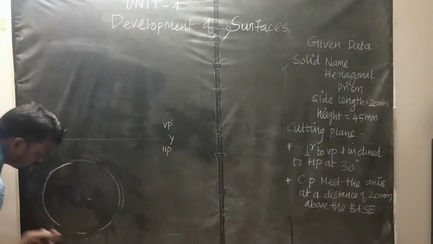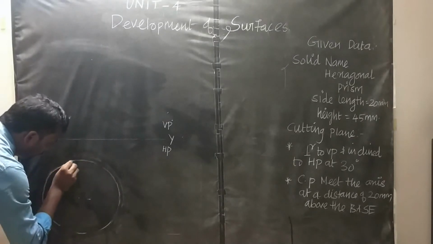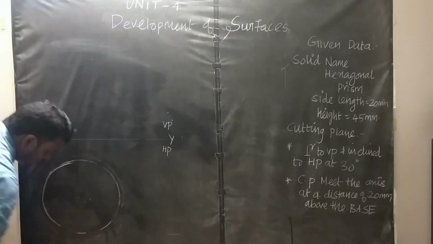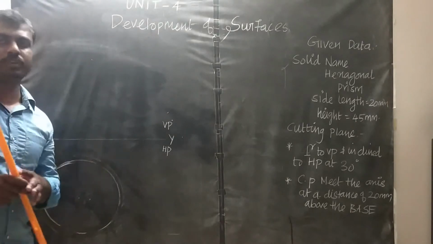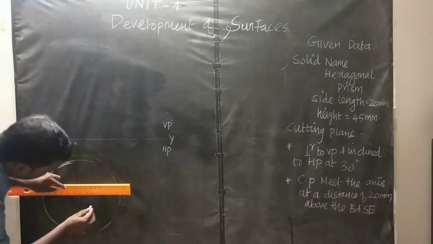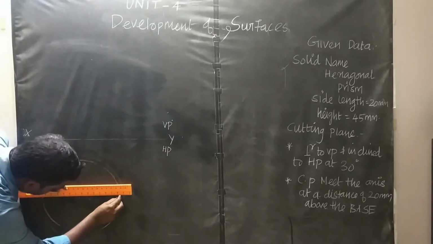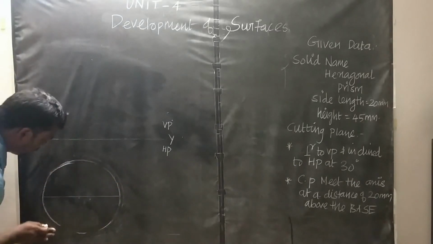Okay, draw a circle as per the given side length, 20 mm radius. Randomly take one point on XY. Then two of the base edges are parallel to VP. For that we need a horizontal diameter line. We draw a horizontal diameter line like this, and we draw that line lightly.